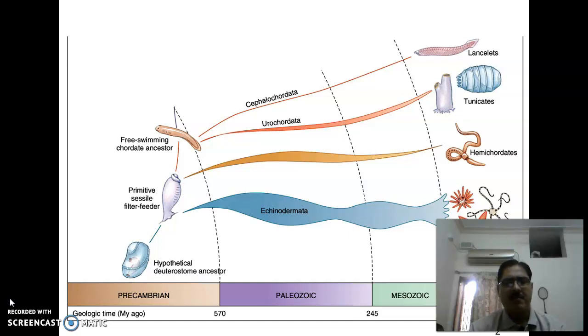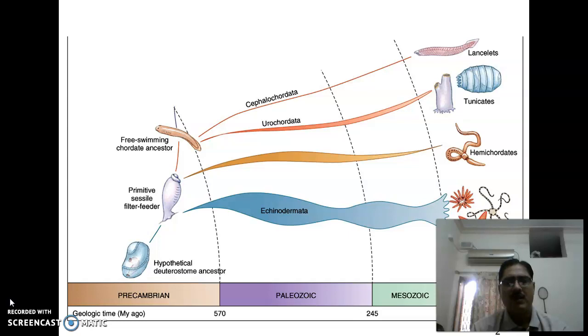In the Precambrian period, if we look at the diagram, you can see there is a hypothetical deuterostome ancestor. What are deuterostomes? Deuterostomes are those animals in which, during embryonic development, the blastopore develops into the anus, and the development of the anus precedes the development of the mouth.